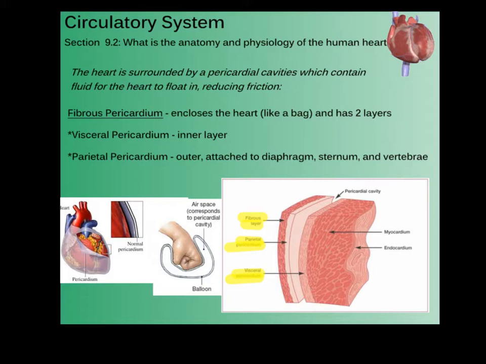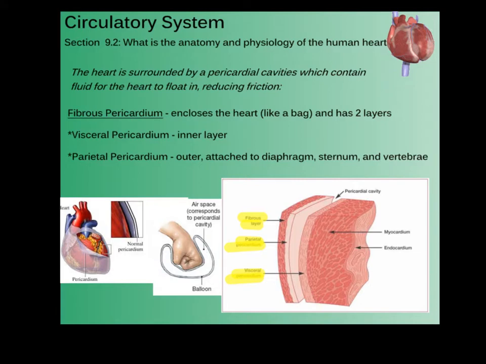The fibrous pericardium encloses the heart like a bag and has two layers that I have mentioned here and here, the visceral and parietal. But the image down here in the bottom left will definitely give you an idea of how that heart is in a bag. And that bag actually has a little bit of airspace. So what I want you to imagine is that these two cavities, the visceral layer, which would be this inner layer, and the parietal layer, which is an outer layer, are going to act like a bag, or in this case, a balloon.